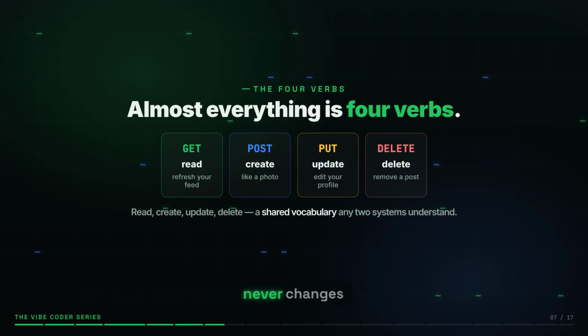Because a get never changes anything, your app can safely retry it. Because a delete is spelled out as a delete, nobody removes your account by accident. The verbs are a shared vocabulary, so any two systems on Earth can understand each other. When you double tap to like a photo, that is a create. When you pull to refresh your feed, that is a read. When you edit your profile, that is an update. Every app you touch is really just a stream of these 4 little verbs, flying back and forth all day.